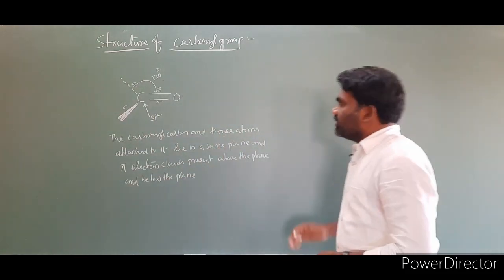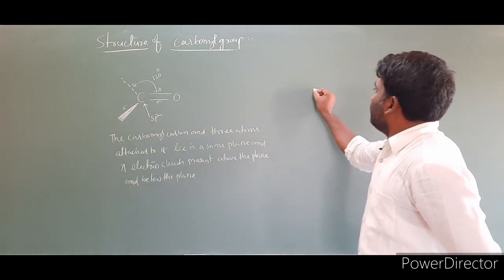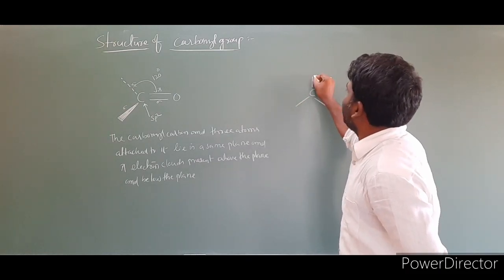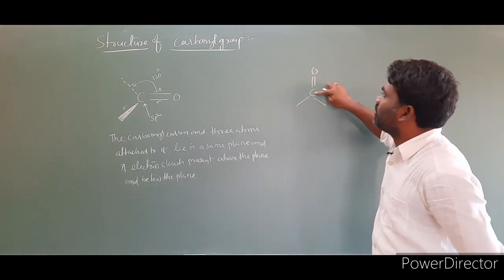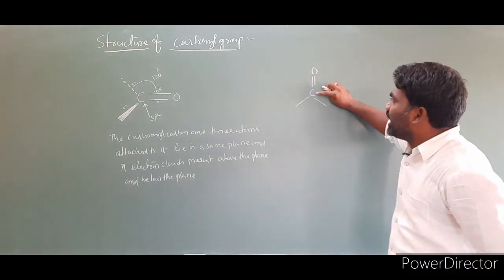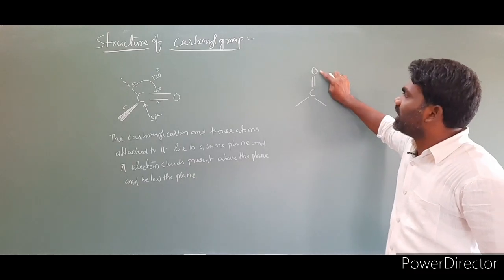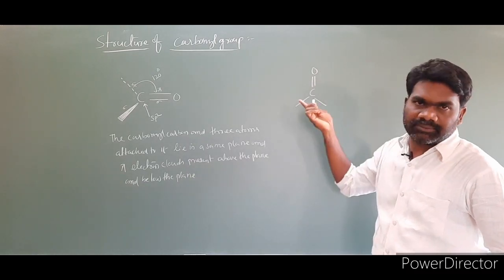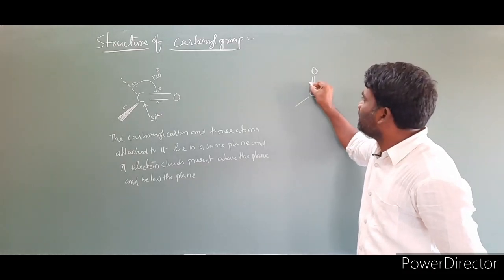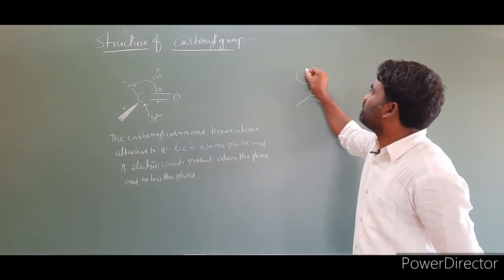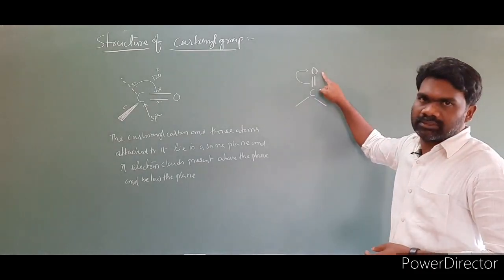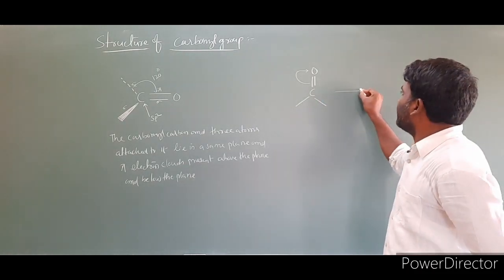Then coming to the polarity of this molecule, C double bond O, where this is the carbonyl oxygen. Compared to the carbon, the carbonyl oxygen is more electronegative. As a result, this pi bond is polarized towards the carbonyl oxygen, so towards oxygen.